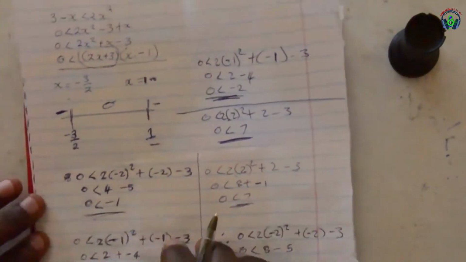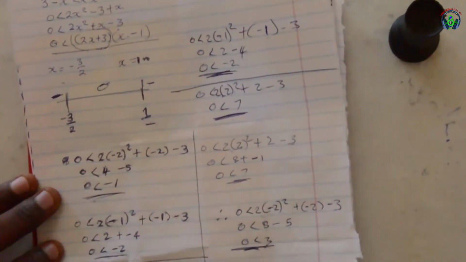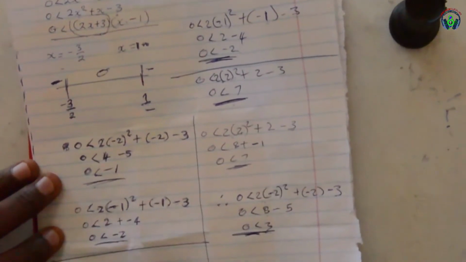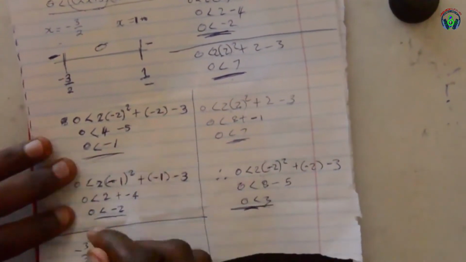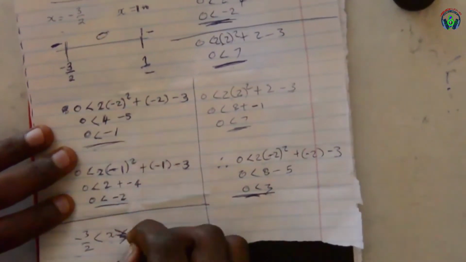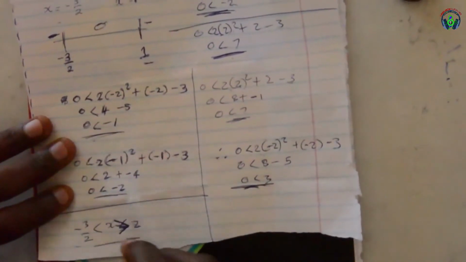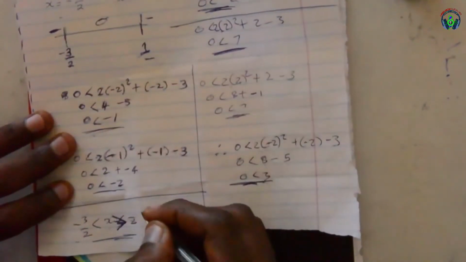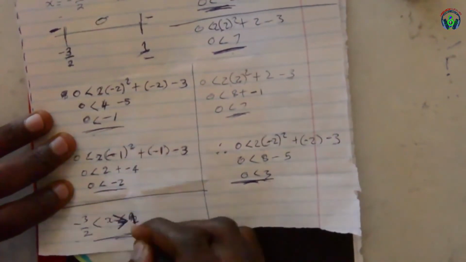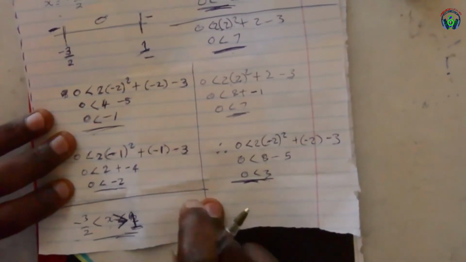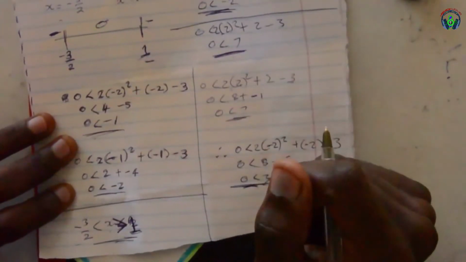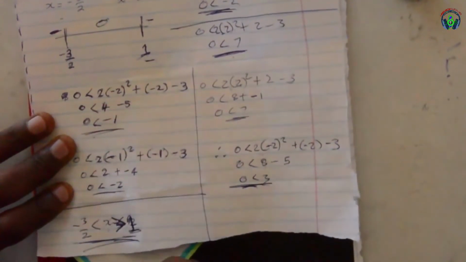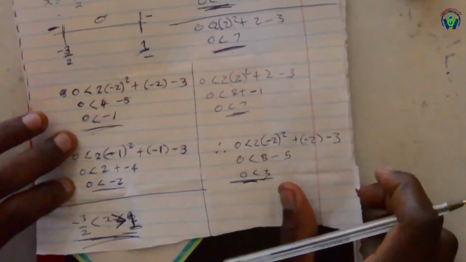So how do we represent our answer? x is greater than 1, because numbers greater than 1 satisfy the inequality. So this means that when x is greater than 1, it satisfies the inequality, and when x is less than -3/2, it also satisfies the inequality. That is how we represent our answer.